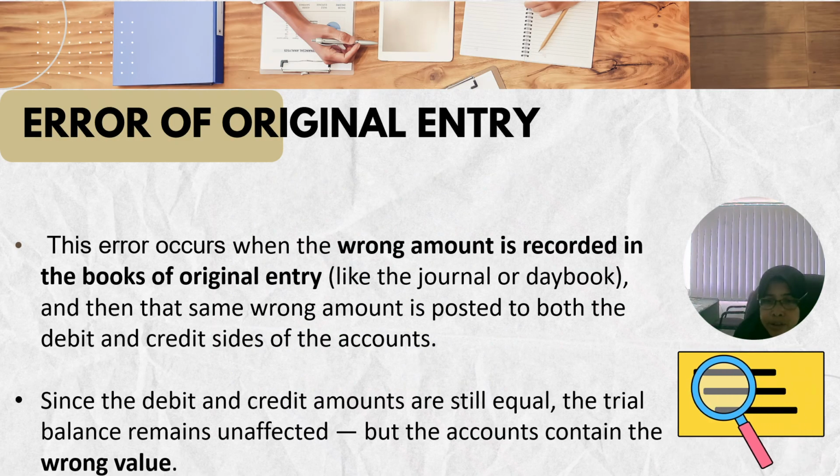Error of original entry. This error occurs when the wrong amount is recorded in the books of original entry, we are talking about the journals, and then the same wrong amount is posted to both the debit and credit side of the accounts. Since the debit and credit amounts are still equal, the trial balance remains unaffected, but the account contains a wrong value.